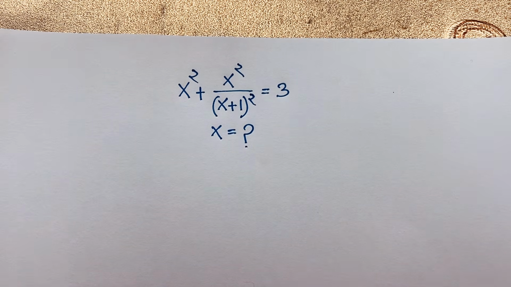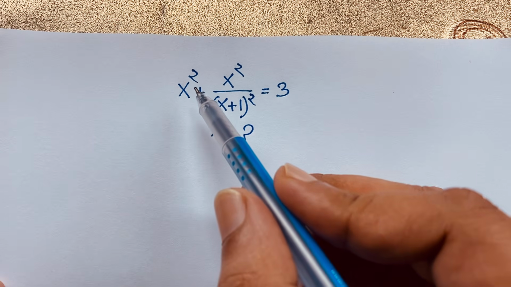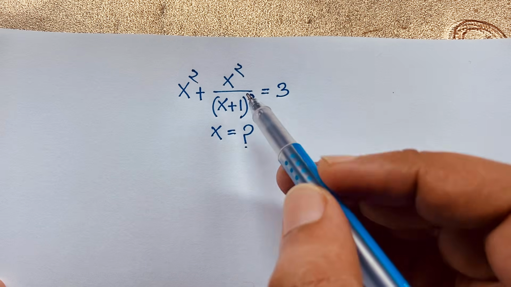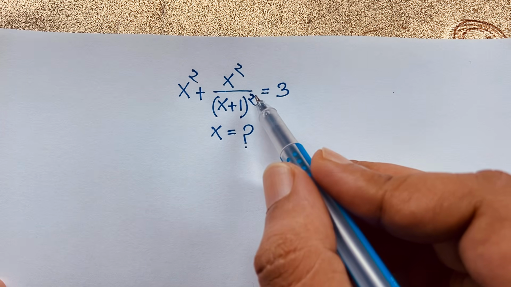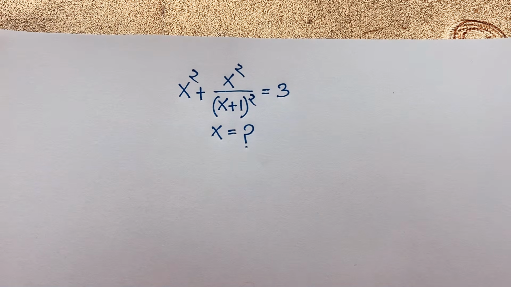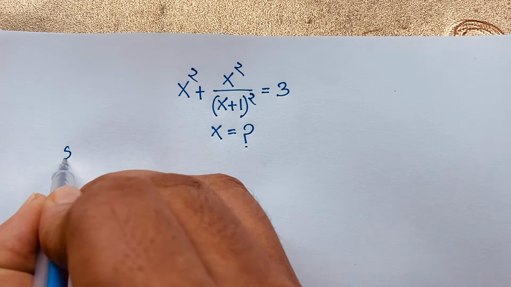Today we are solving an interesting maths problem, which is x to the power 2 plus (x over x plus 1) whole to the power 2 is equal to 3. X is equal to what? How to solve this interesting maths problem. So, our math solution.